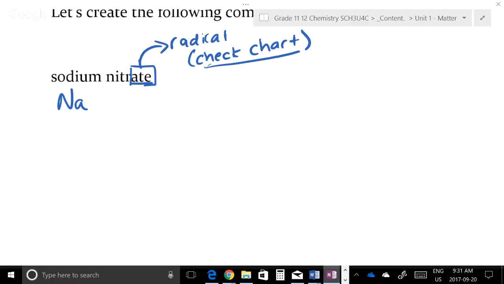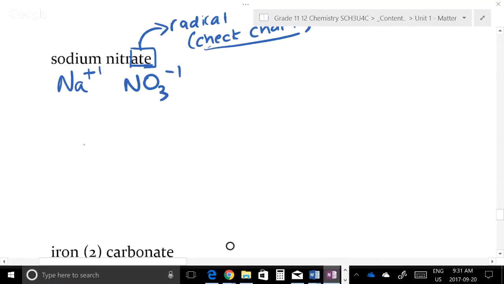So what is nitrate? Yeah? NO3. Great. And what are the charges on these? Sodium always has a charge of? +1. Yeah. And what about nitrate, NO3? -1. Okay. That's nice and easy. So what do I need to do to get these to go together? What's the formula going to be? Very good. That's a nice, easy one. Because +1 and -1 cancel each other out. Does that make sense? Good.